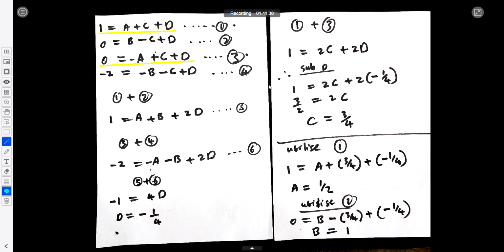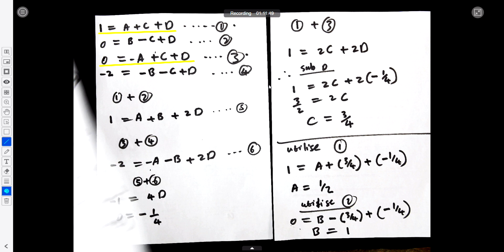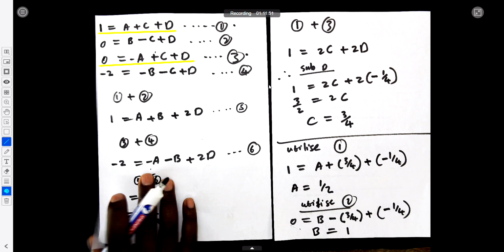I hope that was clear. How many pages? 2, 3. So it's an exam type question. So now we're done calculating the variables, we can go and resubstitute in the original one. Which one can I move?